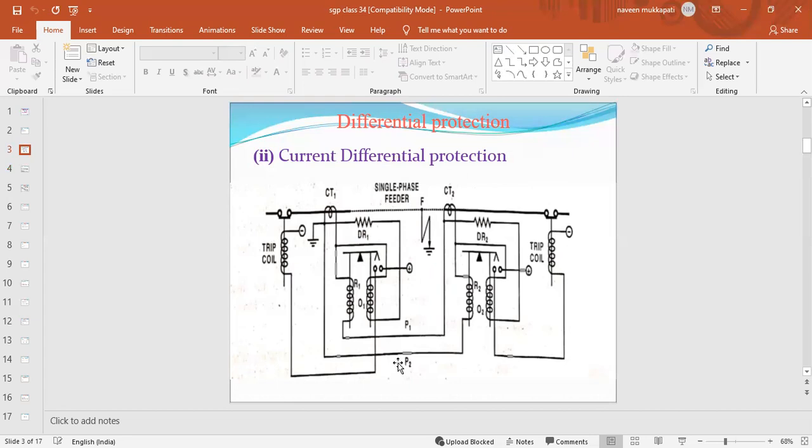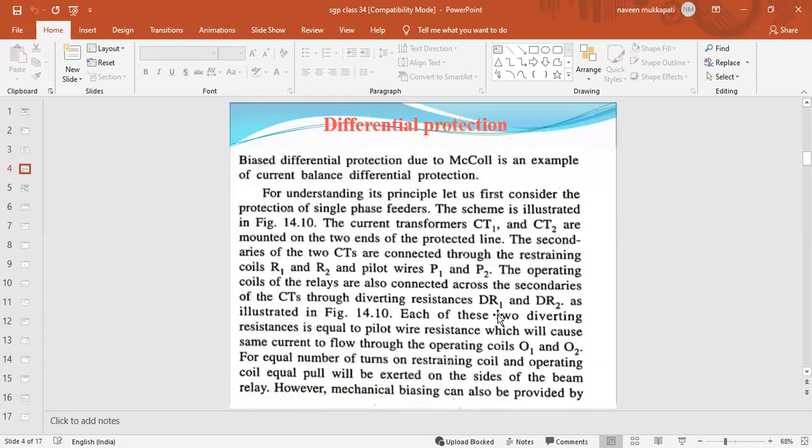The restraining coils R1 and R2 are connected by the pilot wires, that is P1 and P2. O1 and O2 are the operating coils. The operating coils of the relays are also connected across the secondaries of the CTs.